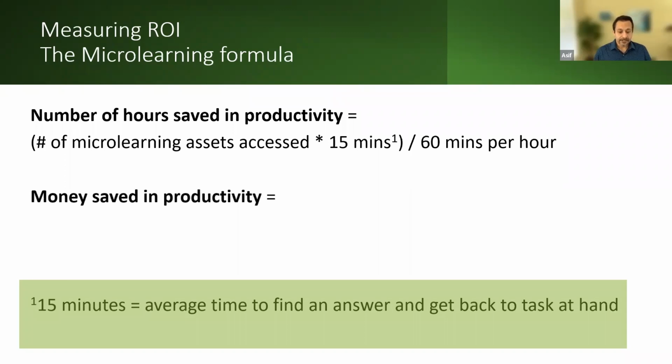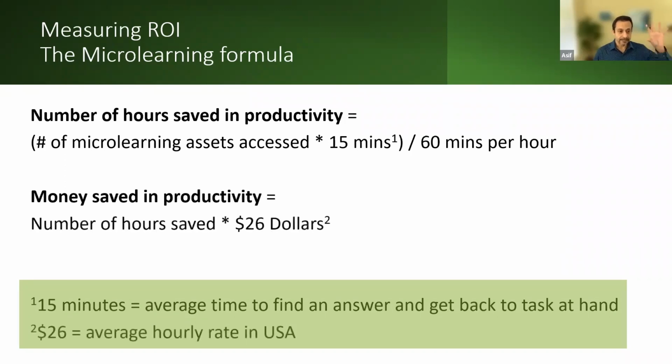Money saved in productivity, that's taking that number of hours saved times $26. $26 specifically, I'm based in the USA, so the average hourly rate for a person doing this kind of a support job or helping users, training, all that stuff, comes out to be about $26 per hour on average. This, of course, will differ for you. I know a lot of you are from different countries. I'm sure you can find that from labor data and just plug that in, okay? So that's what it is in a nutshell.